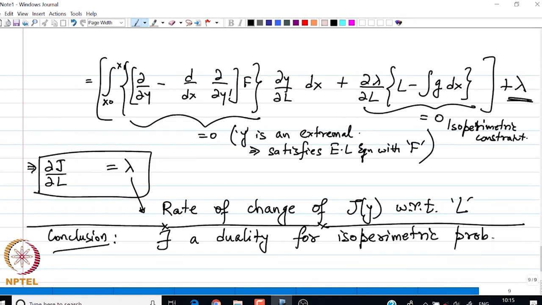There exists a duality for the isoperimetric problem. What this means is that we are trying to extremize J subject to I. Let us say we are trying to minimize J with respect to I, that is, minimize J subject to I as the constraint. This is also equivalent to saying that we are trying to maximize I subject to J as the constraint. So we can flip the role of I and J for the isoperimetric problem.